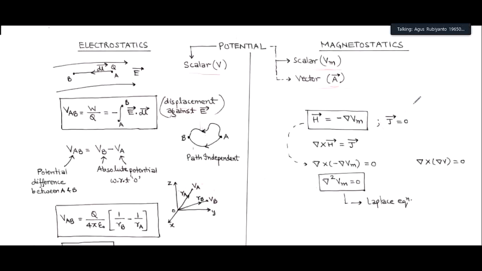And we know that Ampere's circuit law is curl of H vector equals J vector. And in place of H vector, we can write minus gradient of V suffix m.